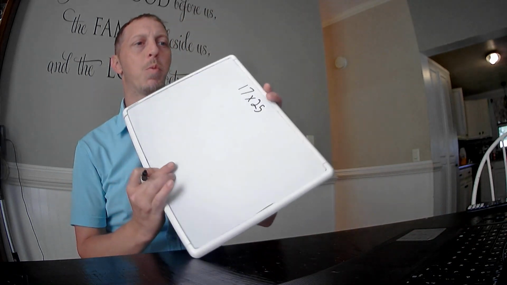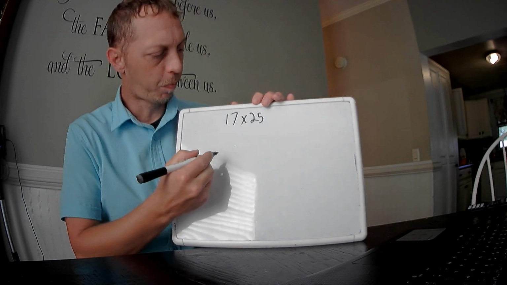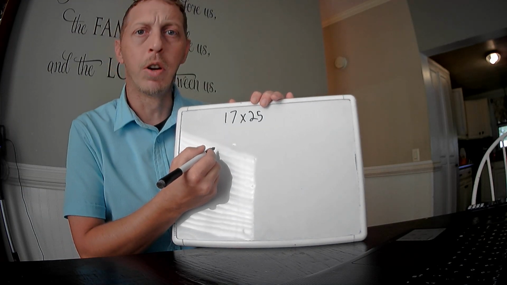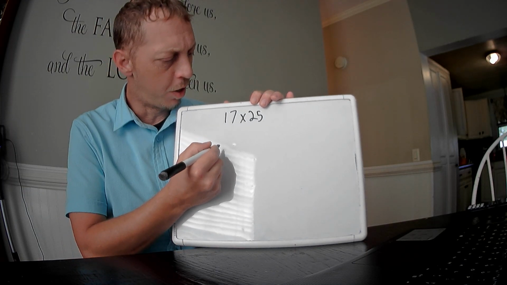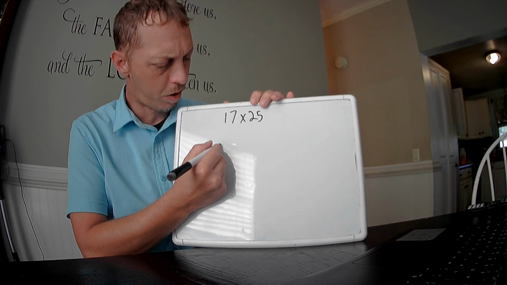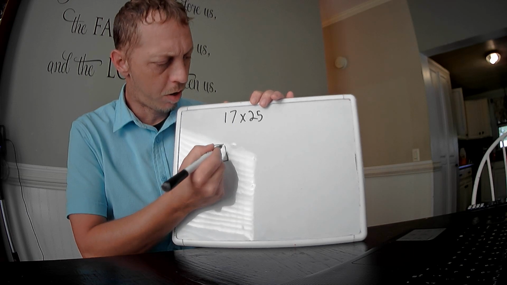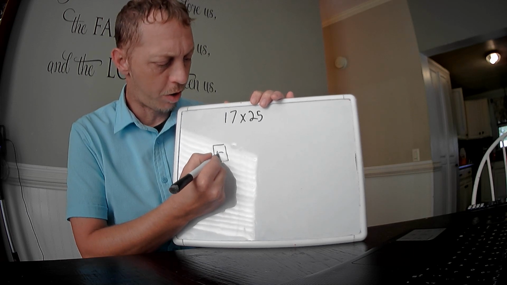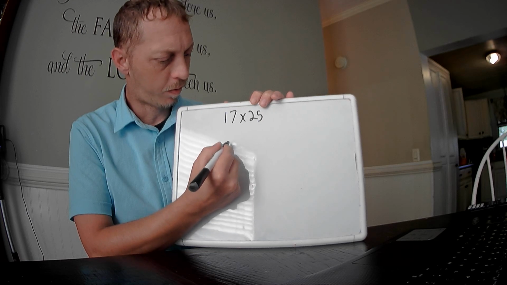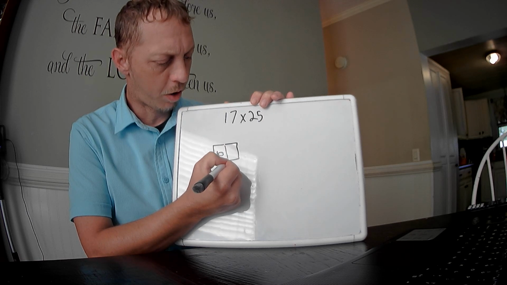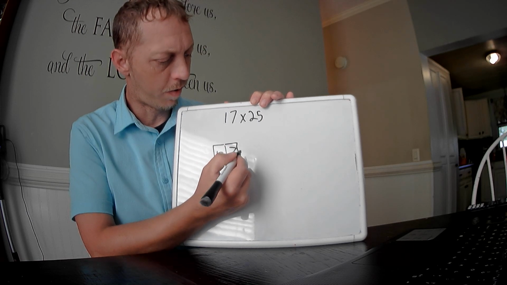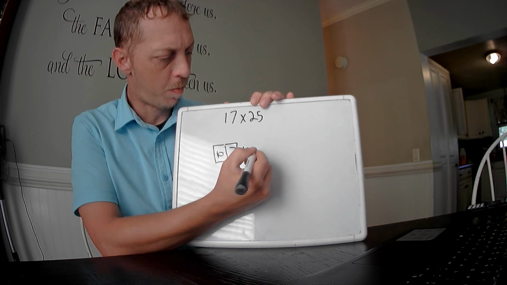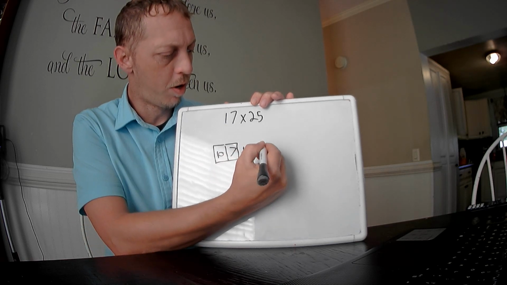So 17 times 25. What you're going to do is chunk 17 into tens and ones. So we'll draw a box here and we'll write 10. Then we'll draw another box for the ones, 7, times 25.